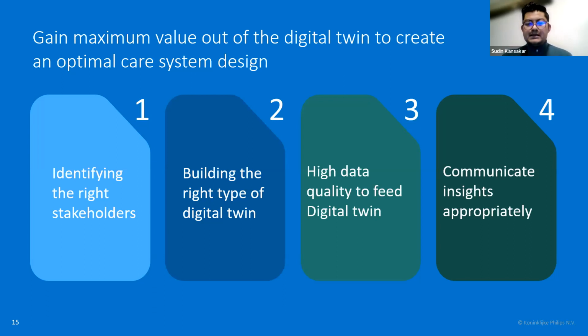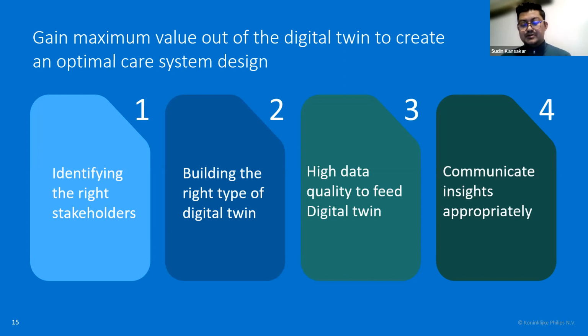The last one is the communication of insights, right? From a digital twin, you get insights on what some of the ideas are. The key thing here is not to make that a black box, but to be able to communicate how it works, why it is showing this, and where the bottleneck is. Because within the flow, sometimes where the symptoms are is in a different place, but the root cause is in a completely different part of the system.